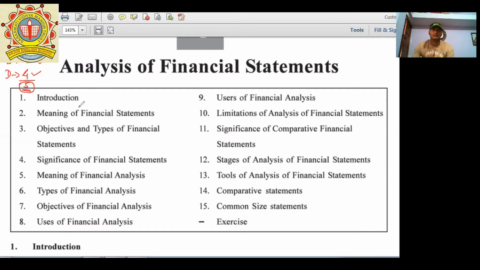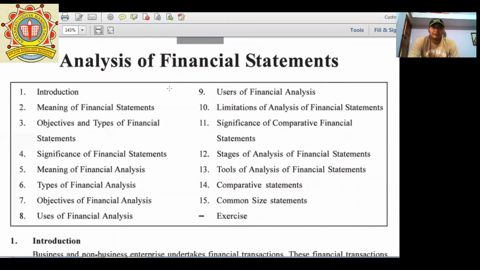Further, due to this COVID situation, there are mainly two topics, that is comparative and common size. But due to the COVID situation, the common size statement is removed from your syllabus. So only a single part, that is comparative study, we have to learn clearly. Okay, so now I'm going to start this chapter, that is analysis of financial statements.